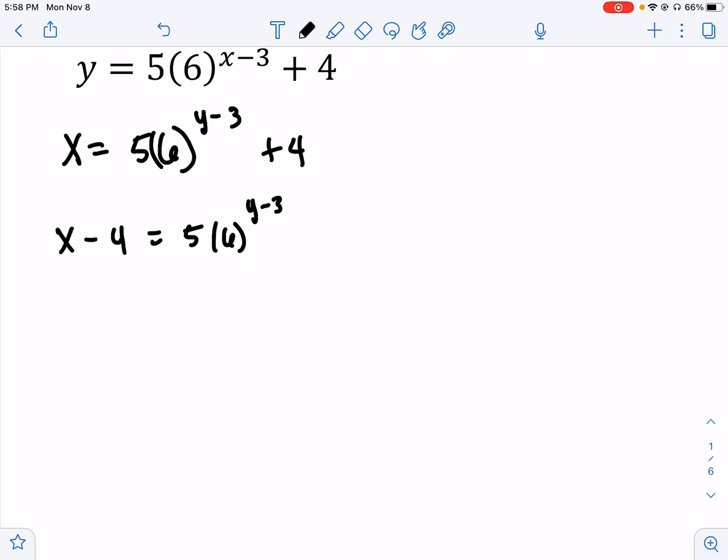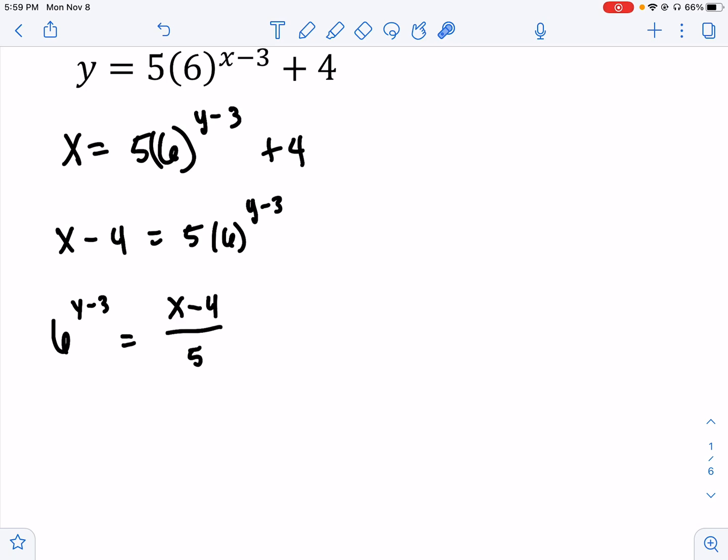Now I say, okay, I add and subtracted. Is there anything I can divide or multiply? And I see that I have this 5 right here that I could divide to the other side. That gives me 6 to the y minus 3 equals x minus 4 over 5.